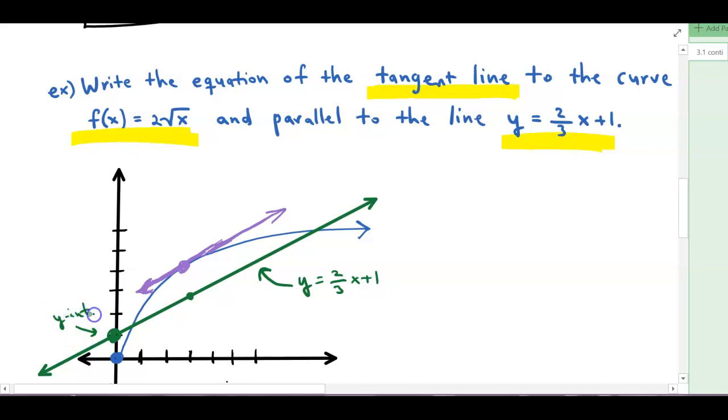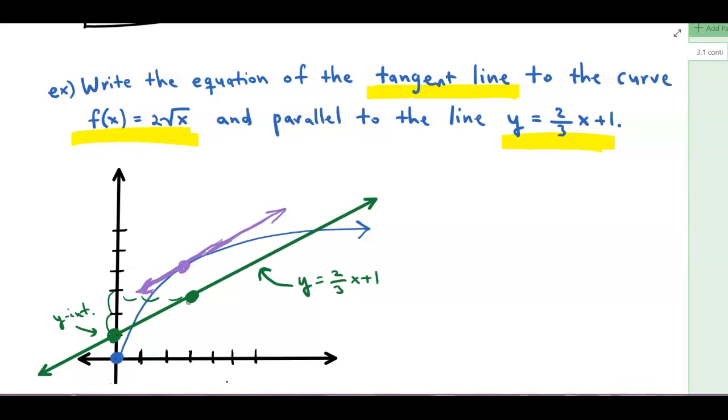Y-intercept. And the slope is 2/3. So I go up 2. You count 2 spaces up. And you run 1, 2, 3. So there's my other dot. And that's how I drew that green line. So that's the y equation. Y equals 2/3 x plus 1.